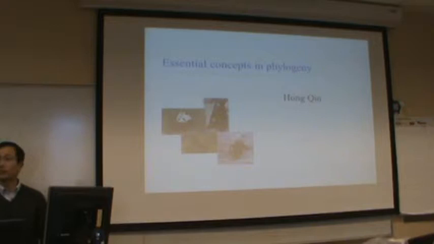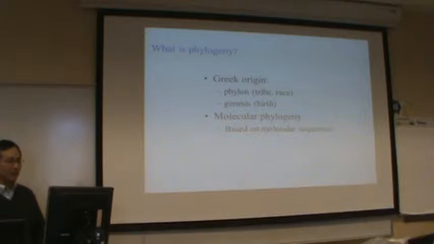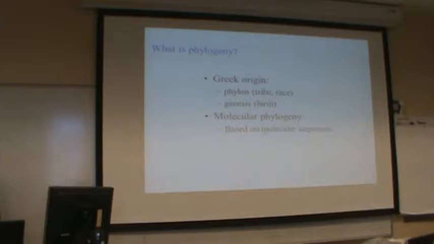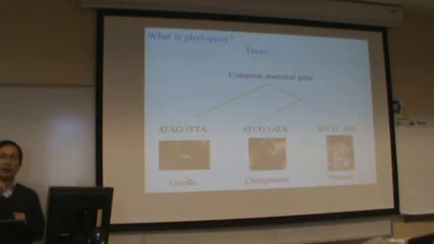So phylogeny, it turned out this is a Greek word. Phylum means, I think, tribe or something. In biology, usually phylogeny is based on molecular sequences, say DNA sequences or protein sequences. Basically phylogeny is a tree, except the tree is not upward, it's usually downwards or sidewards in phylogeny.